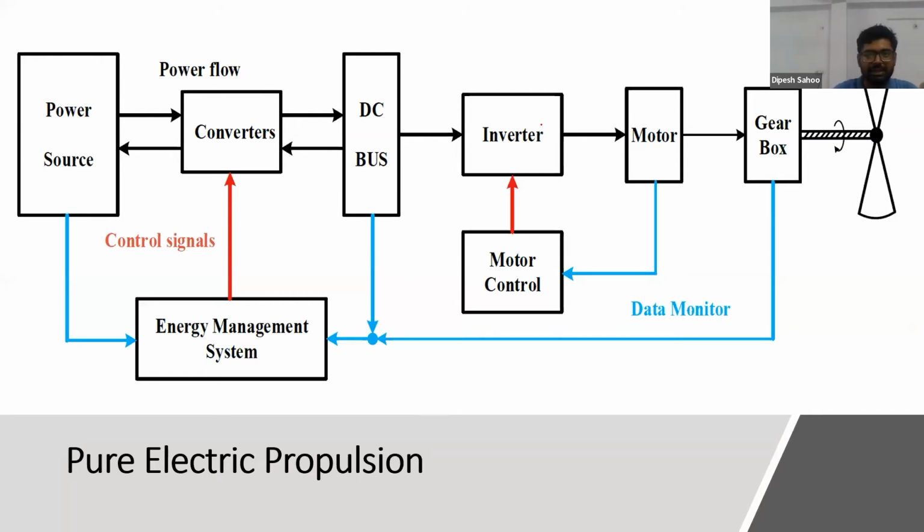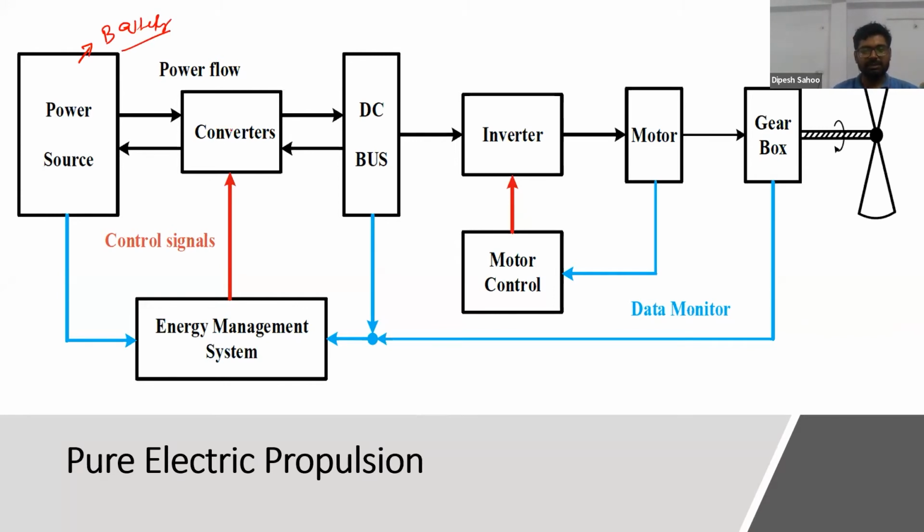Now in pure electric propulsion, what is the power flow diagram? This is the power flow diagram for our pure electric converter. There is a power source, that is generally a battery.